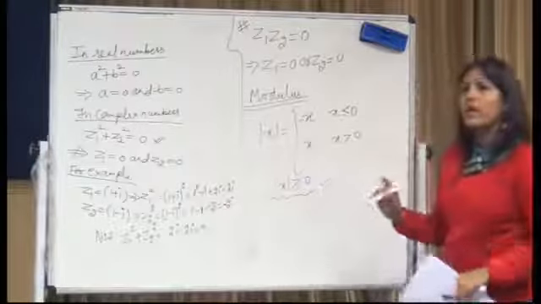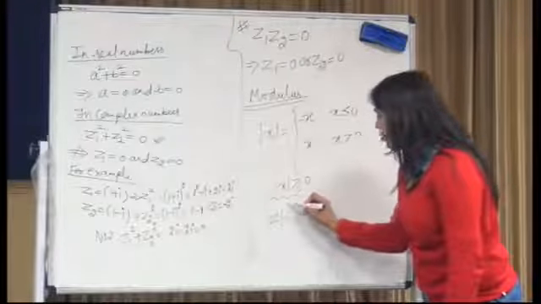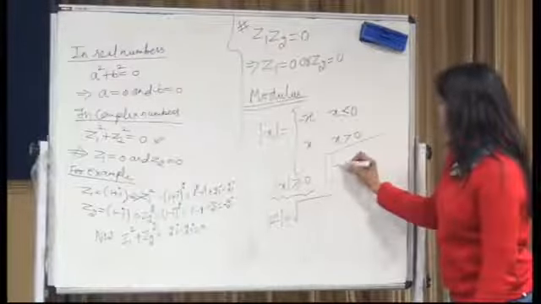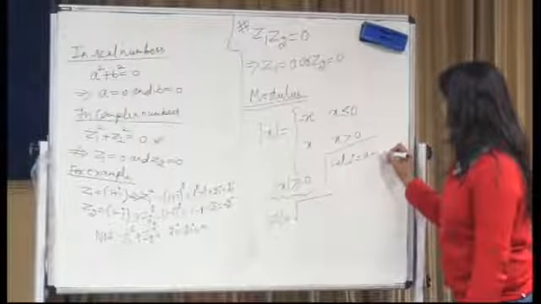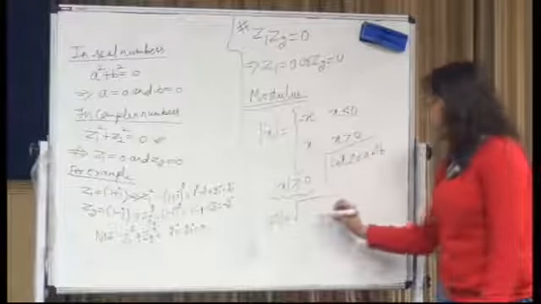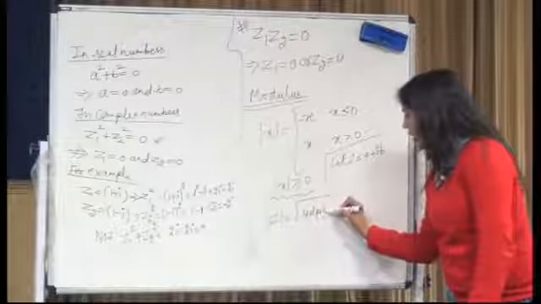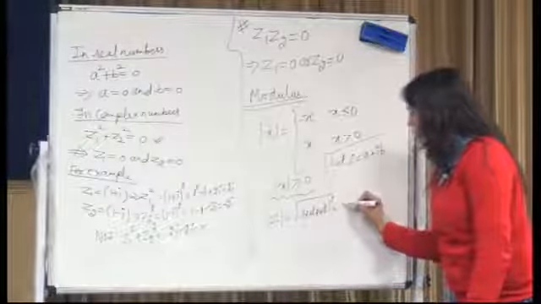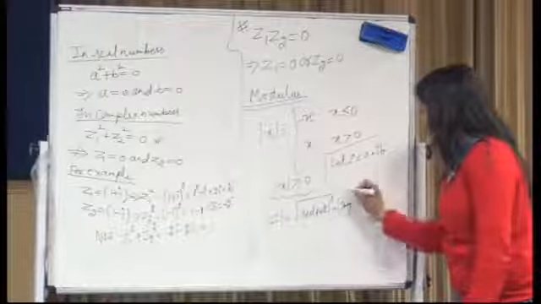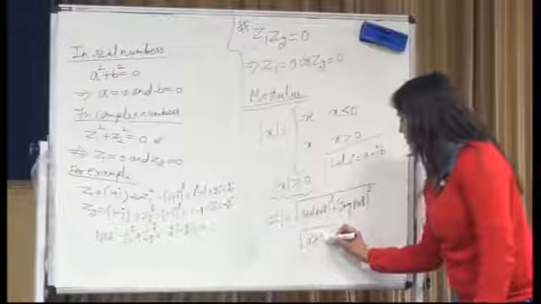So what we know is that mod x is always positive. But in complex numbers, how do we define mod z? Suppose z is a complex number of this form. Mod in complex number is defined as the square root of real part whole square plus imaginary part whole square. So this will be under the root a square plus b square.